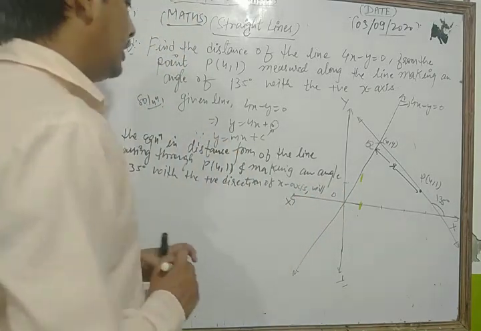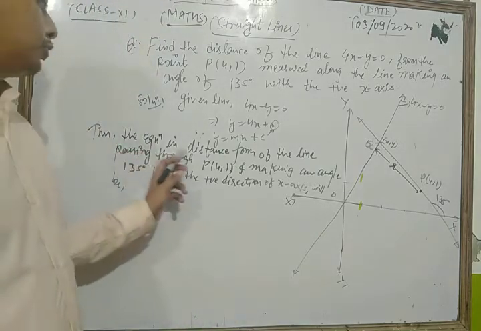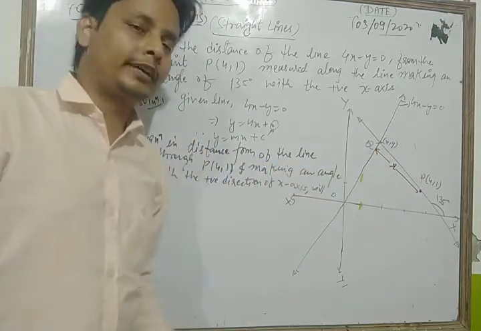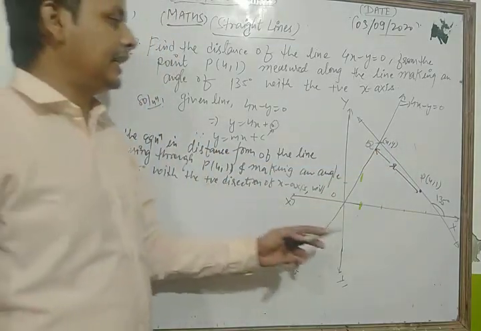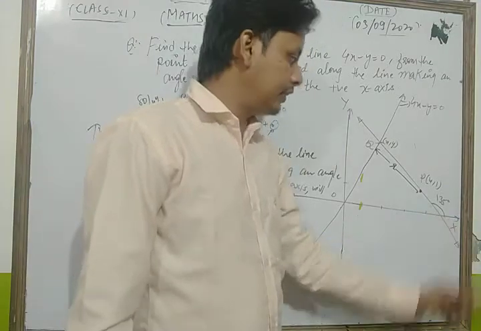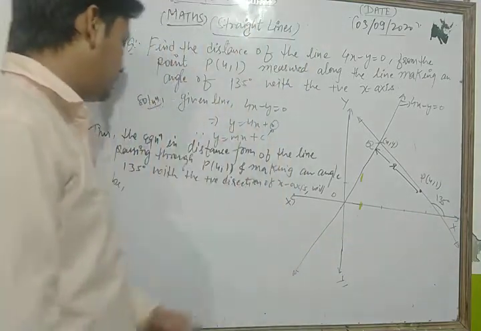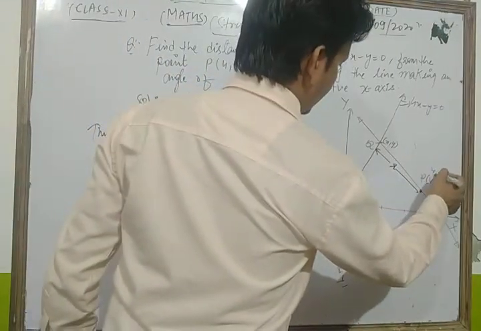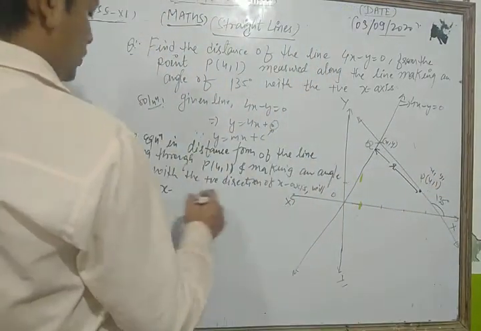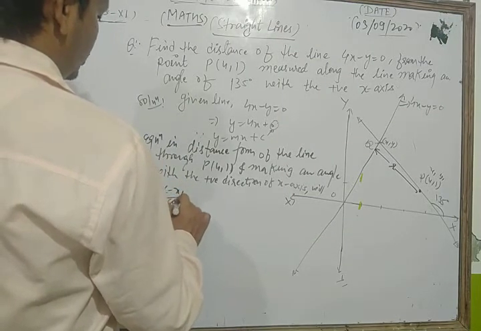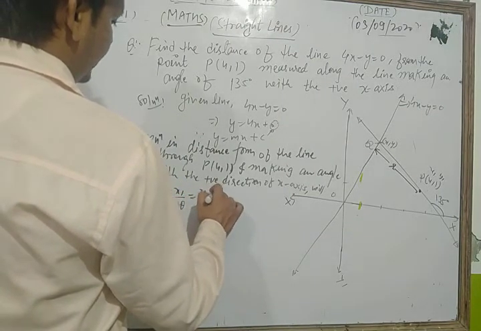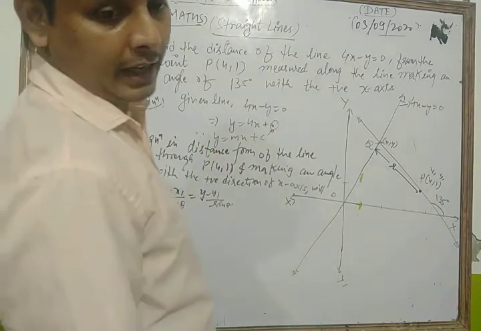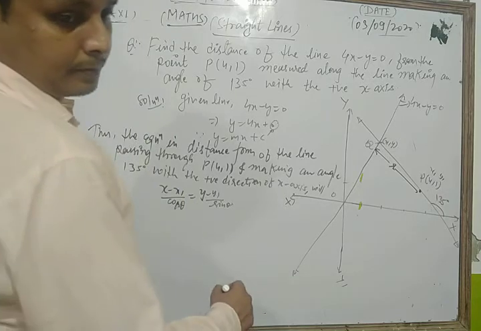Dear students, let us take the equation in distance form of the line that passes through the point (4, 1) and makes an angle 135 degrees with the positive direction of the x-axis. You know the formula: (x minus x1) upon cos theta is equal to (y minus y1) upon sin theta, and that is equal to r, okay?